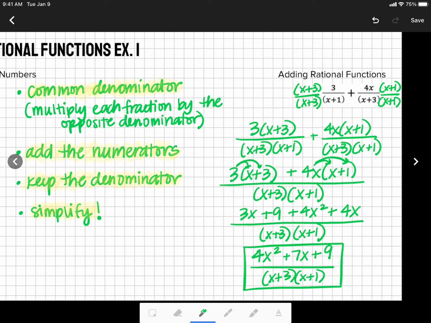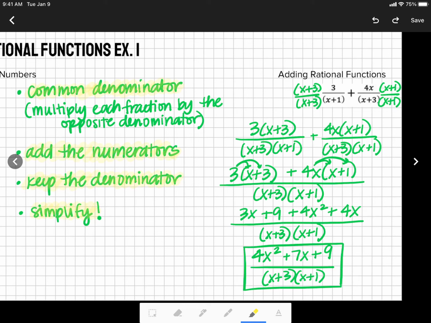So I'm just going to talk through these steps one more time, because this process of addition is the trickiest process. First, we need to find our common denominator, and we're going to multiply each fraction by something that gives us the common denominator. In this case, it was just the opposite fraction. So this one, the x plus 3, got multiplied to both top and bottom on this fraction. And then the x plus 1 got multiplied top and bottom to the other fraction.